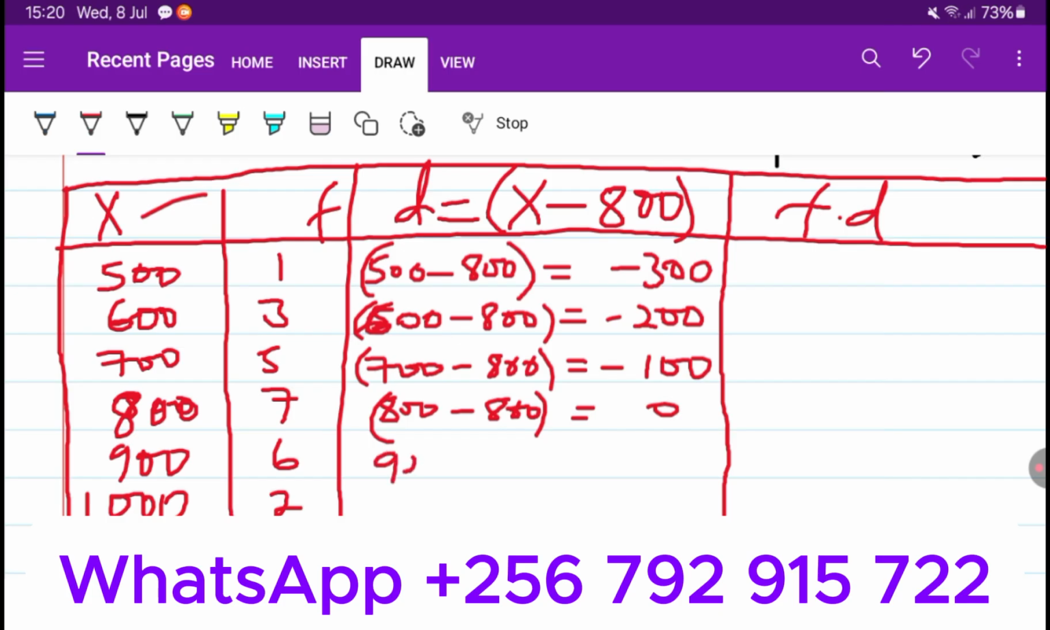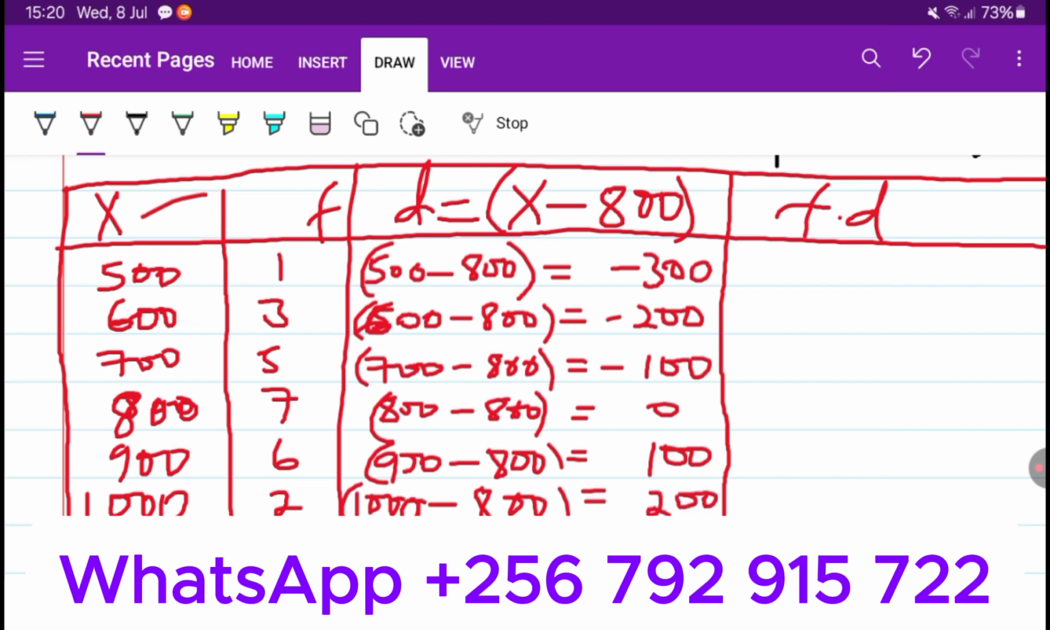Then we go to 900 minus 800. That gives you a positive 100. Then 1000 minus 800. That gives you a positive 200. Then 1100 minus 800. That gives you a positive 300.